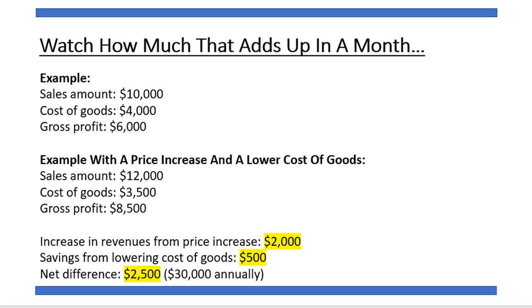Watch how that adds up in a month. In this initial example, I'm using our original numbers. I'm then assuming that we raised the price and we lowered the cost of goods, and we end up with an increase in revenues of $2,000 and a savings in cost of goods of $2,500, which translates to $2,500. And over the course of a year, that'd be a $30,000 difference, which will fall straight to your bottom line.